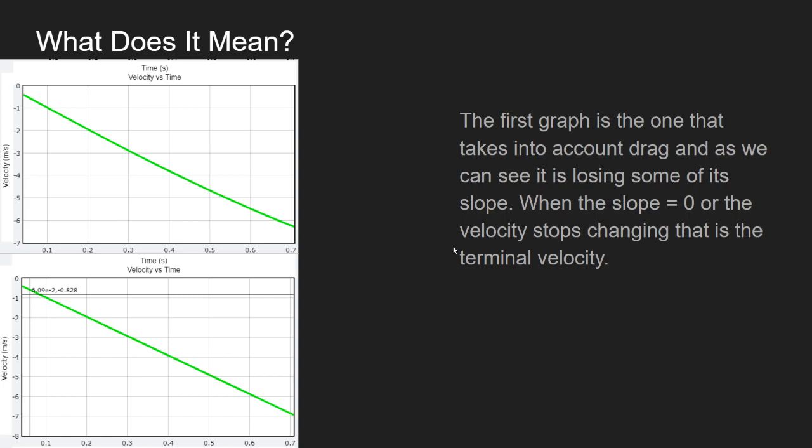This first graph is the one that takes into account drag, and we can see that it has a slightly concave shape. This makes sense because the force is non-constant, and so the acceleration isn't constant. In fact, it is decreasing here, and of course on here the slope is constant.